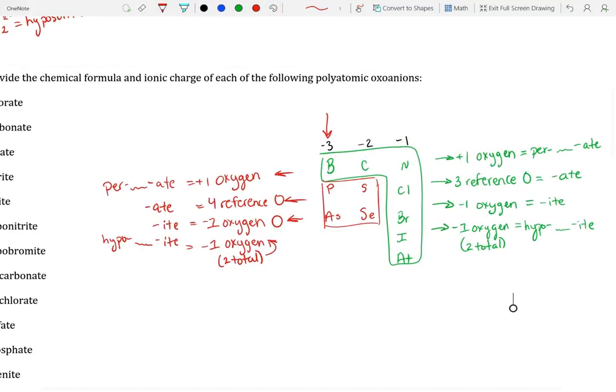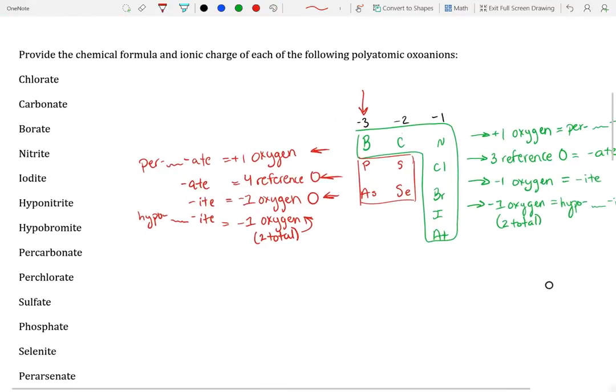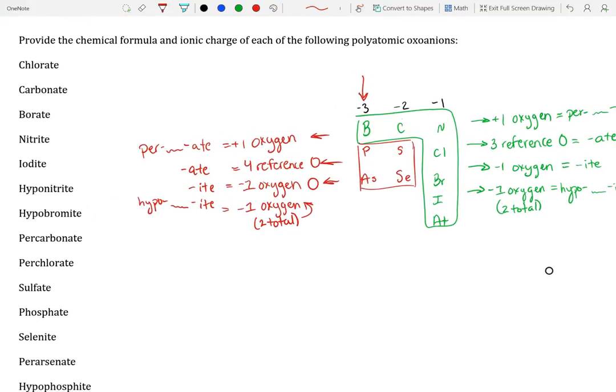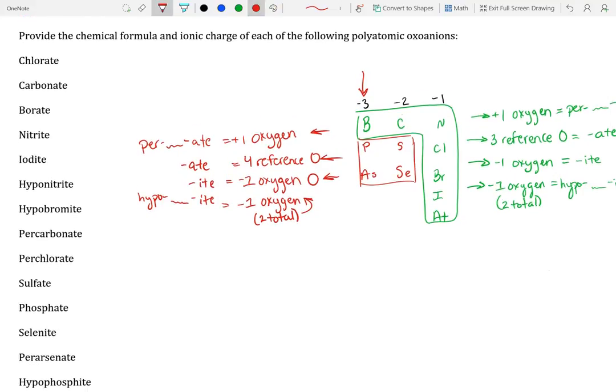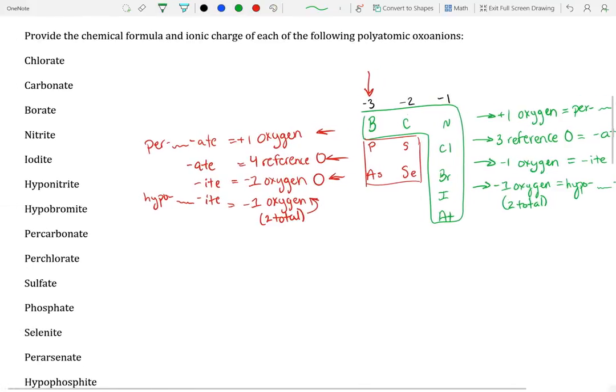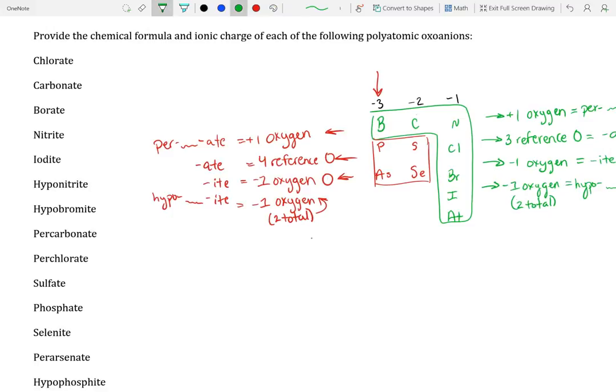Alright. So, provide the chemical formula and ionic charge of each of the following polyatomic oxoanions. So right here, the name of this compound is called chlorate. Let me draw this in green because it's part of that one. First of all, identify the root of the name, so chlor. What sounds like chlor? Maybe chlorine. So look for chlorine, you see chlorine is right here. It is inside the rule of 7.